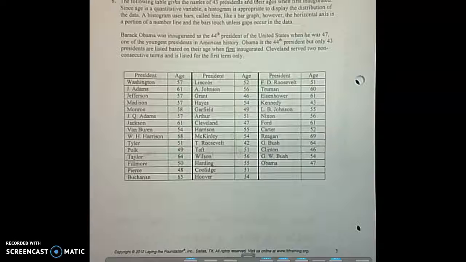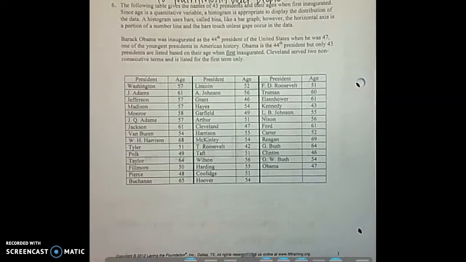This is part 3 of bar graph and histogram. So we're looking at number 6 in the packet. It says the following table gives the name of 43 presidents and their ages when first inaugurated. Since age is a quantitative variable, a histogram is appropriate to display the distribution of the data.